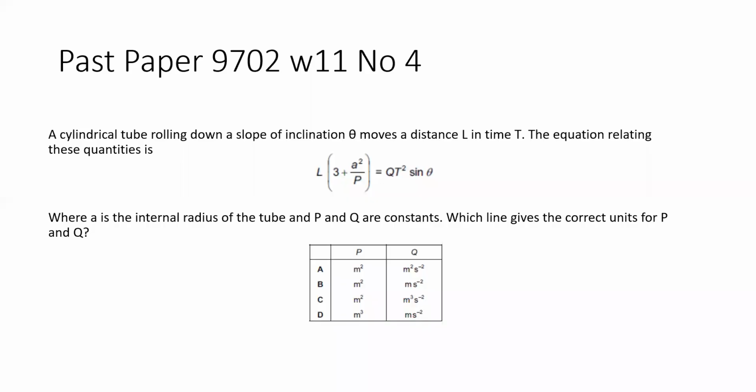Question number 1. A cylindrical tube rolling down a slope of inclination theta moves a distance L in time t. The equation relating these quantities is L(3 + a²/p) = q t² sin θ, where a is the internal radius of the tube, and p and q are constants. Which line gives the correct units for p and q?